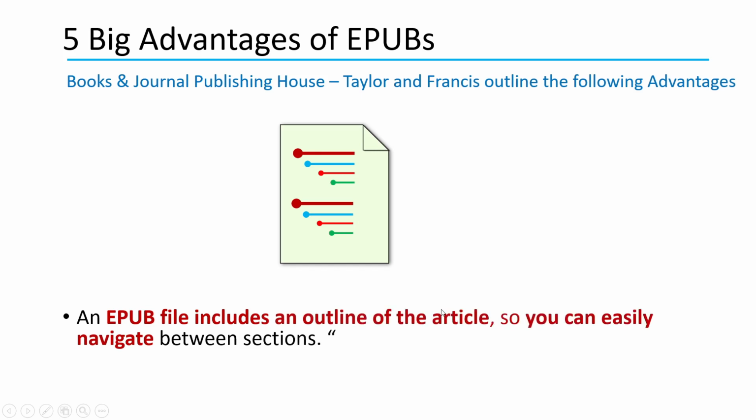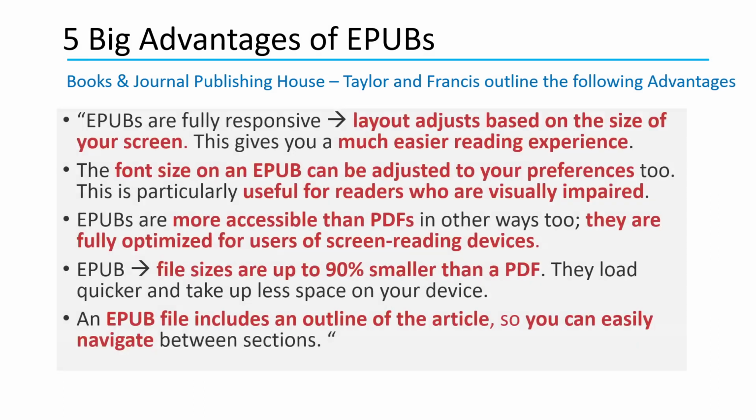Finally, an ePUB file includes an outline or a table of contents, so you can very easily navigate between different sections of your document. So these are 5 important advantages of ePUBs.